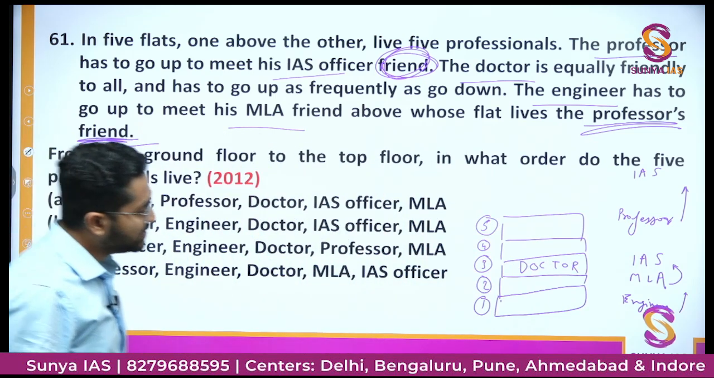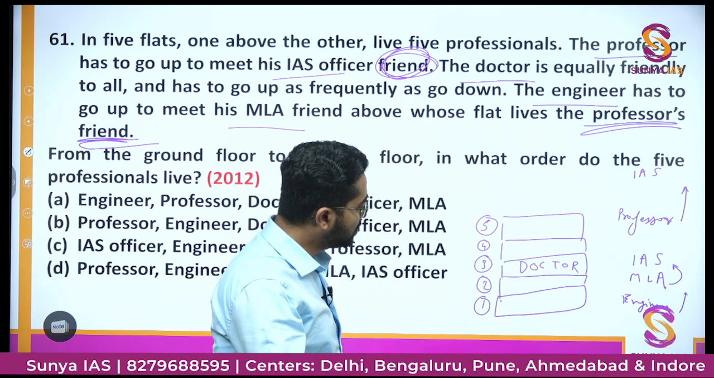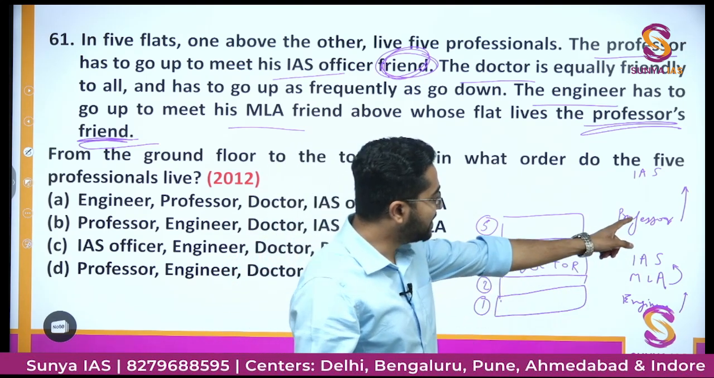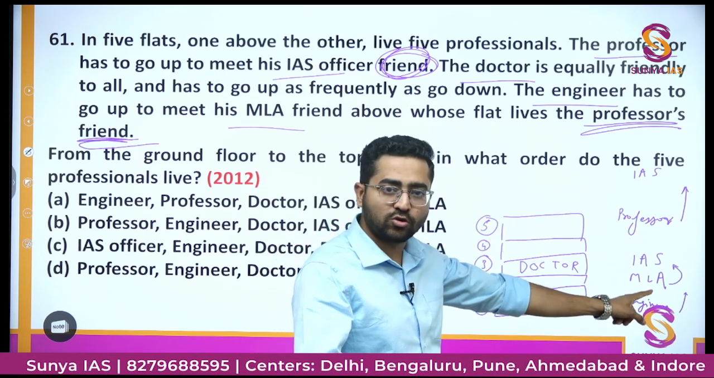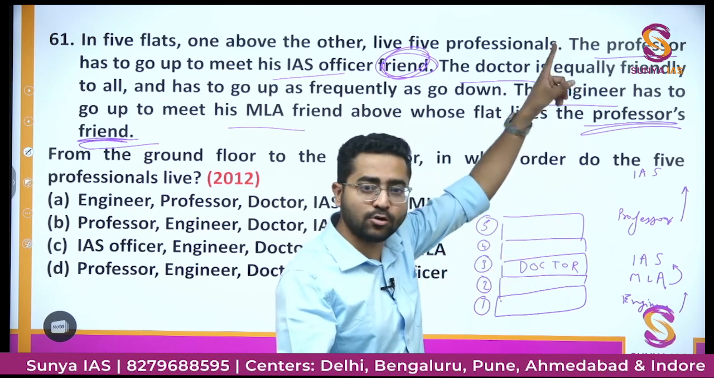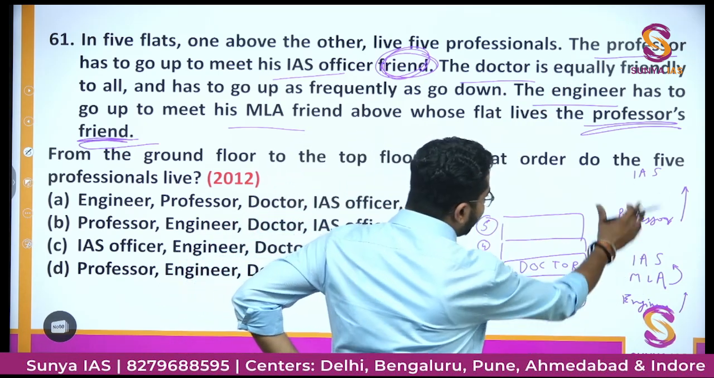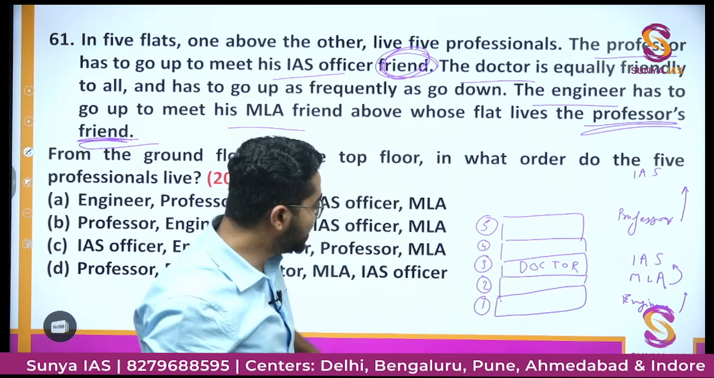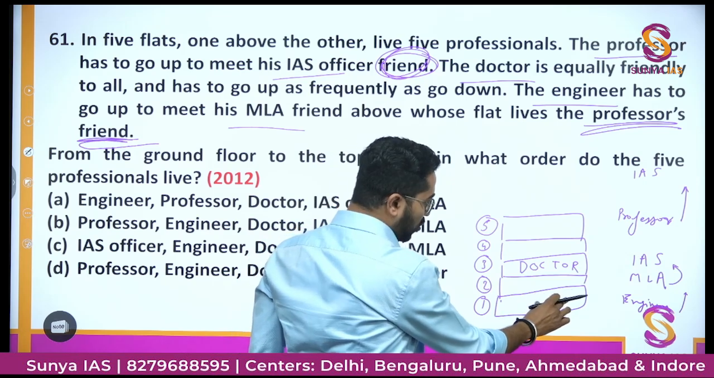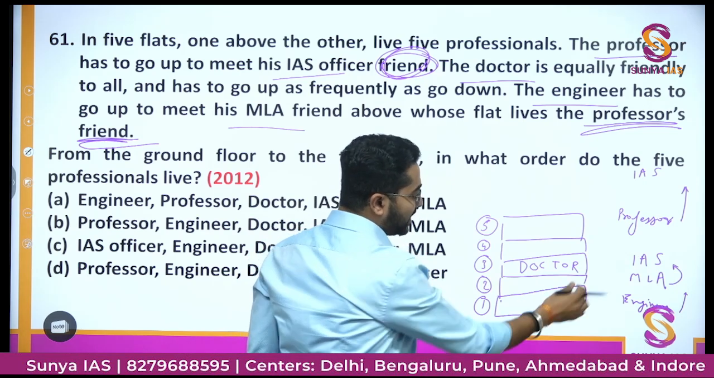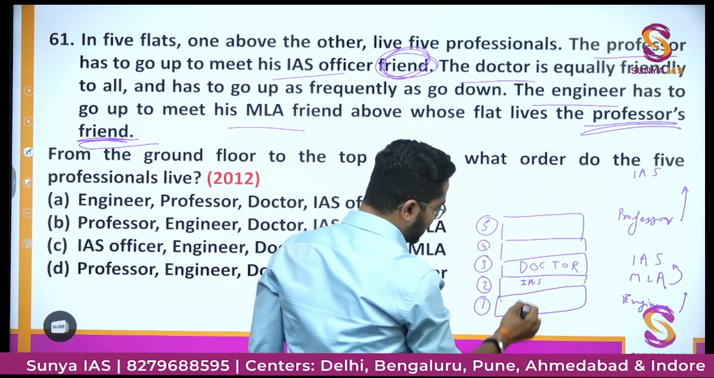So we have these conditions, and professor needs to go up to IAS. Engineer has to go upstairs to meet MLA, and who is living above MLA? IAS. So if we see at the top floor, who will be living from these two conditions? If IAS is living here, no, because below it there is no floor, below IAS MLA is living. If IAS is here, then here would be MLA.